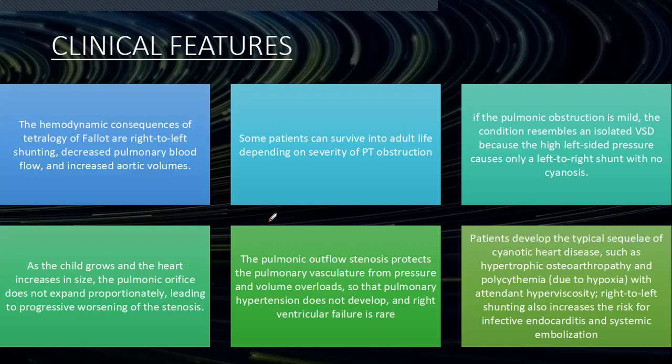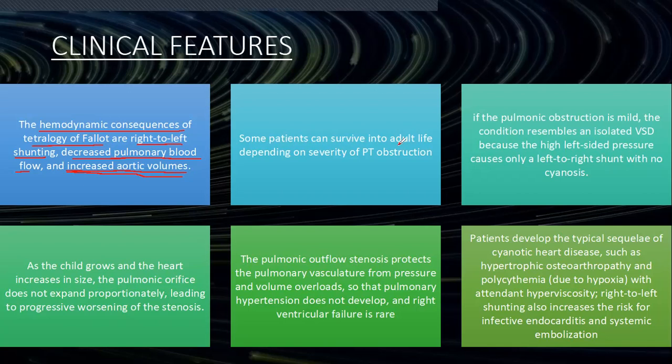Now, how does it present clinically? The hemodynamic consequences of tetralogy of Fallot include right to left shunting and decreased pulmonary blood flow. If there is decreased pulmonary blood flow, I don't expect you to tell me there will be pulmonary edema. Also there is increased aortic volume. Why? The aorta is receiving blood from both the right and left ventricle. So the aortic volumes will be elevated, and you can imagine how the pressure in the systemic arteries will be high.